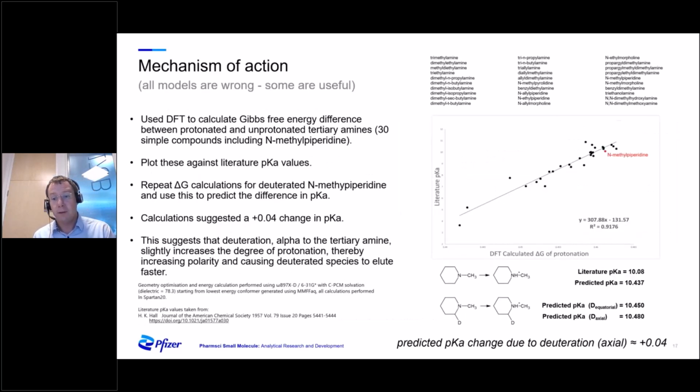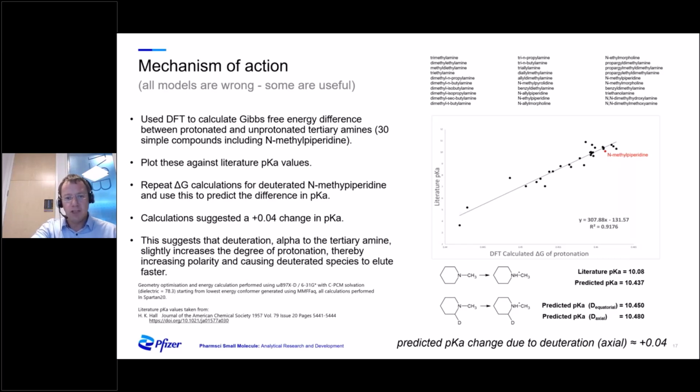So what we did was we looked at the pKa's of 30 tertiary amines from the literature, and we used DFT to calculate the Gibbs free energy differences between the protonated and unprotonated tertiary amines. We then plotted these Gibbs free energy differences against the literature pKa values for these simple tertiary amines. Now you can see here, for example, you've got N-methylpiperidine, which we decided we'd use as an analogue for the piperidine group in the danuglipron.